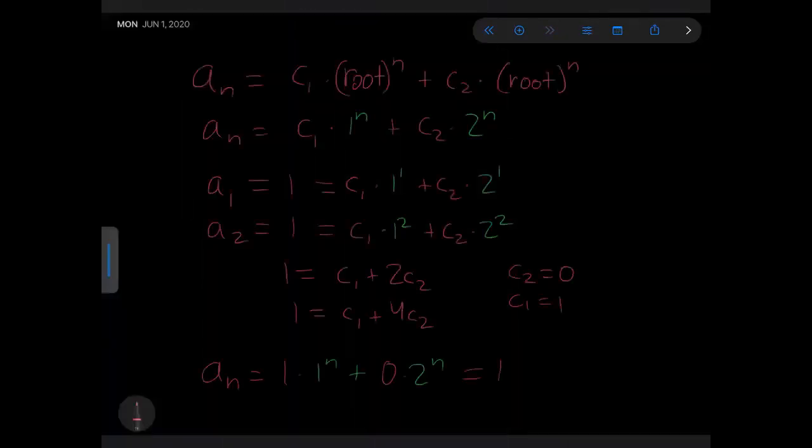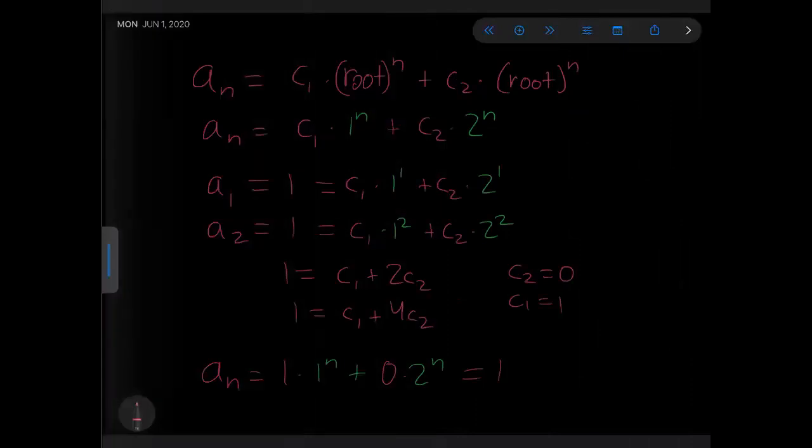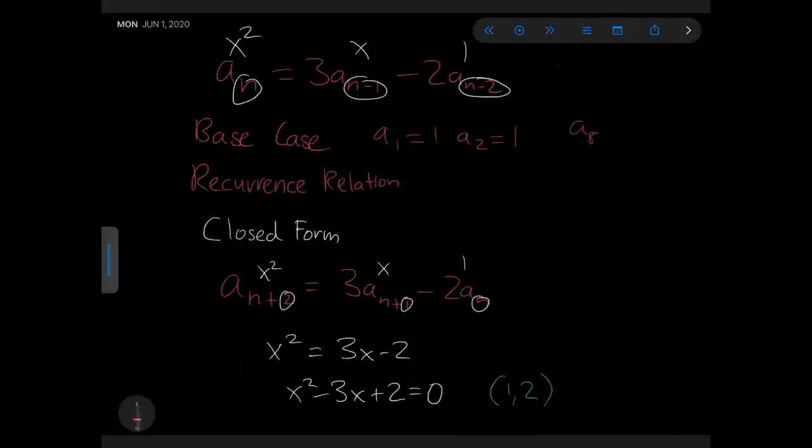Let's make sure it works for stuff that's not always constant, right? Let's change our initial conditions.